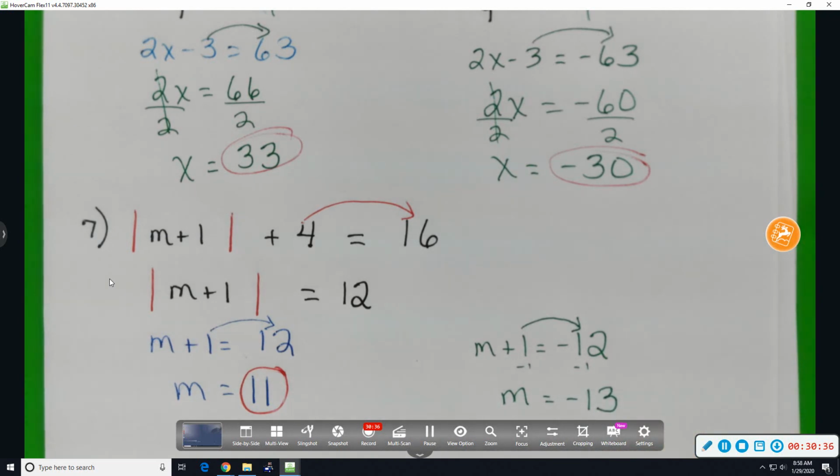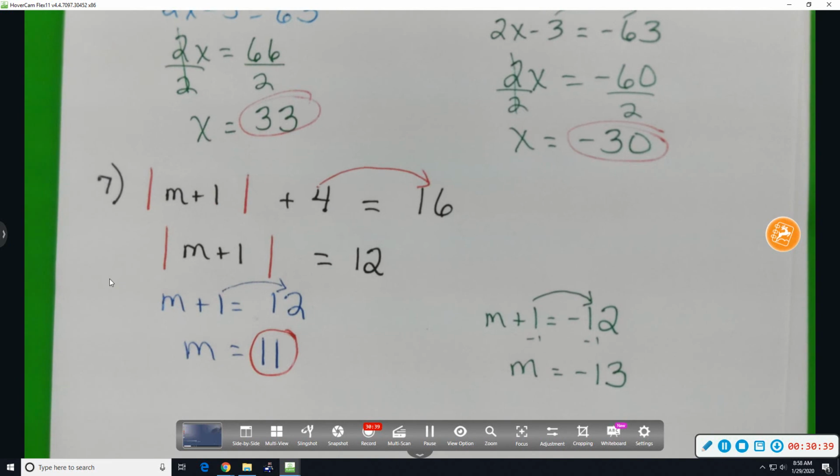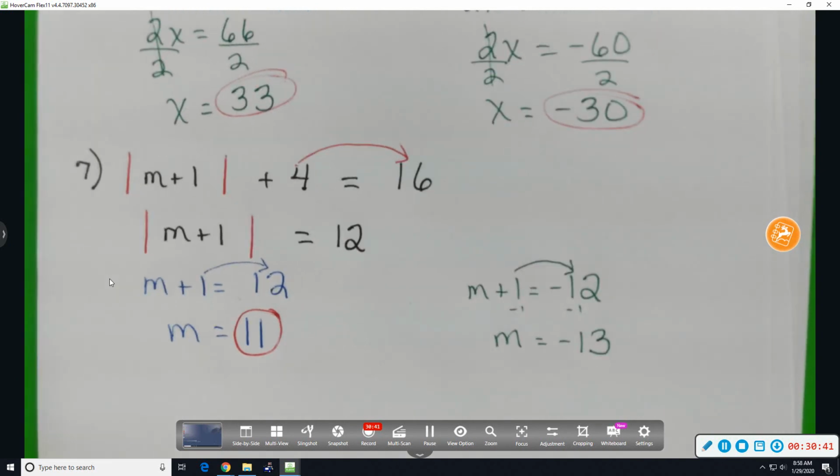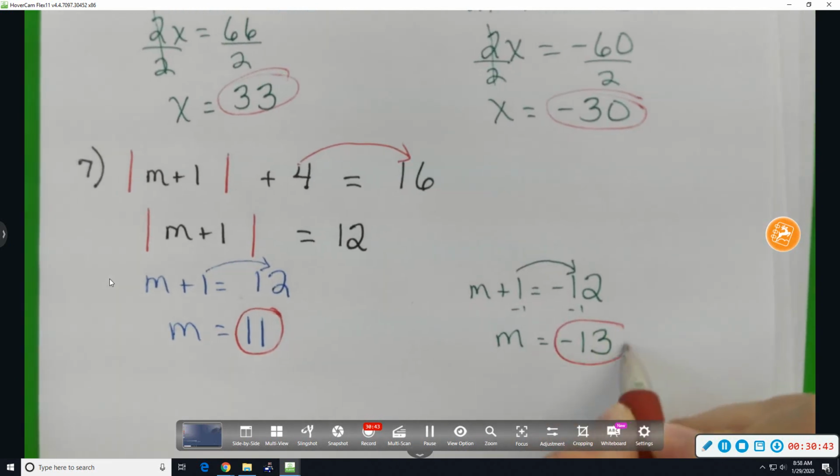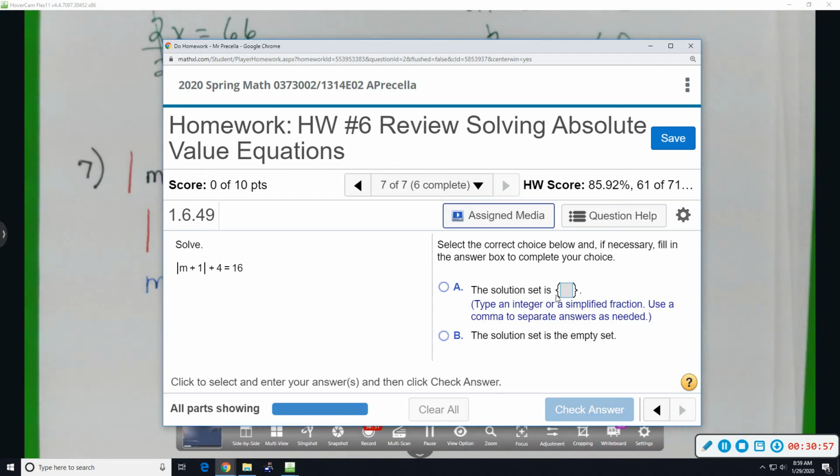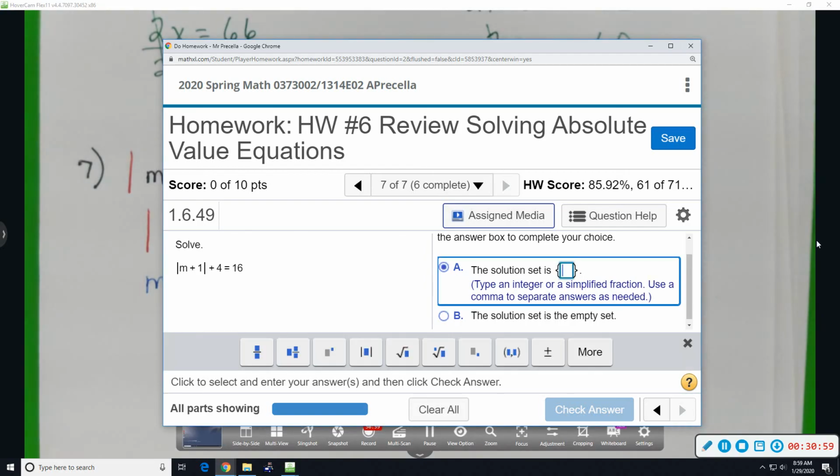So positive 11 and negative 13. Positive 11 and negative 13. Come over here and punch it in: 11, comma, negative 13.